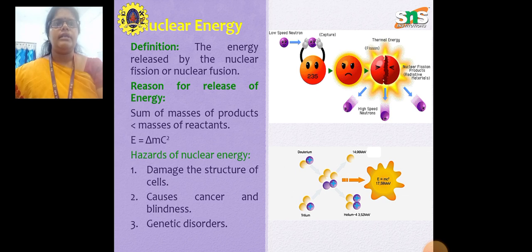There are certain hazards of nuclear energy. They damage the structure of the cells, they cause cancer and blindness, and they also cause genetic disorders. In the diagram, we can see that the low speed neutrons hit the uranium 235, and this uranium 235 is split into different nuclei, and they also release neutrons. So the energy is released in this process.